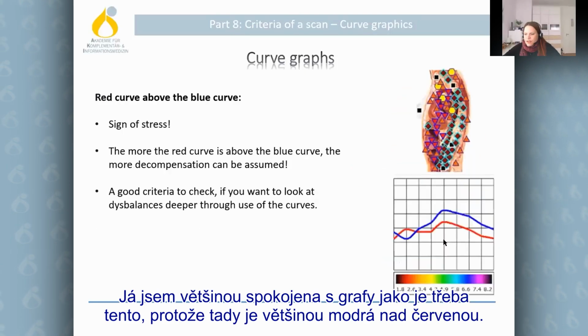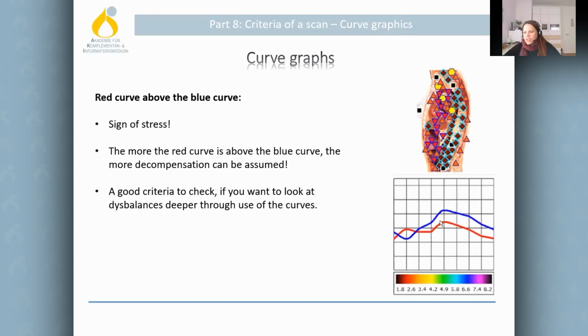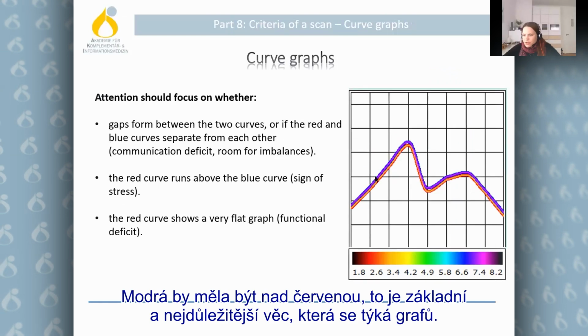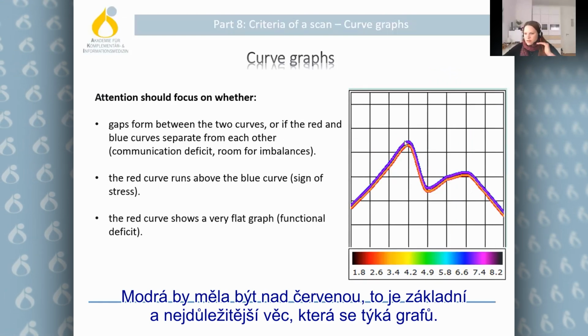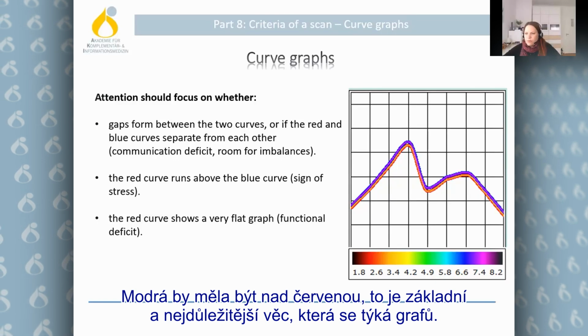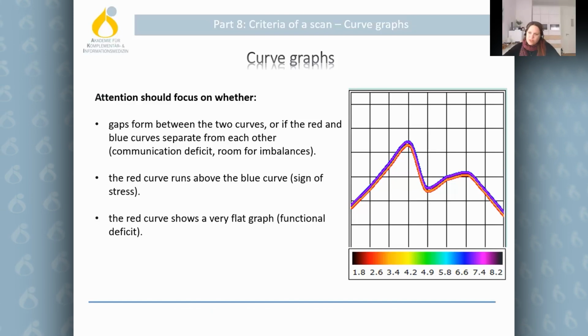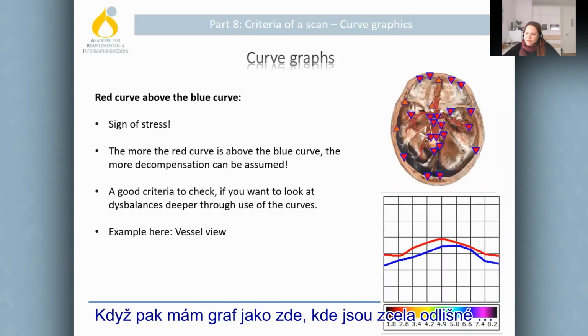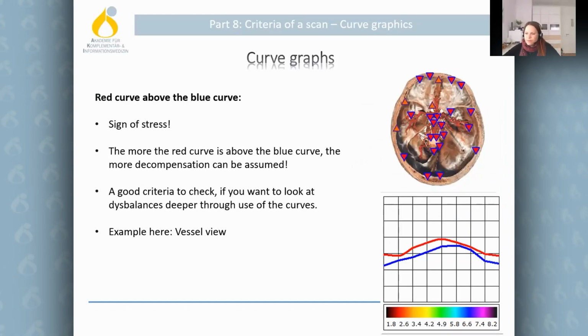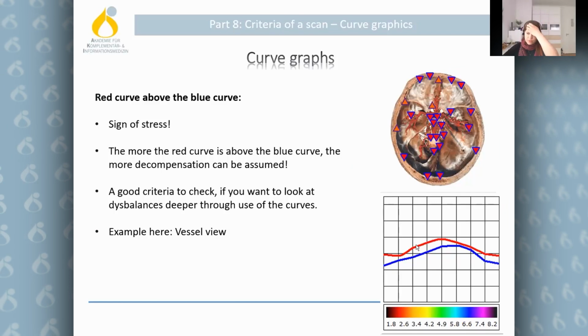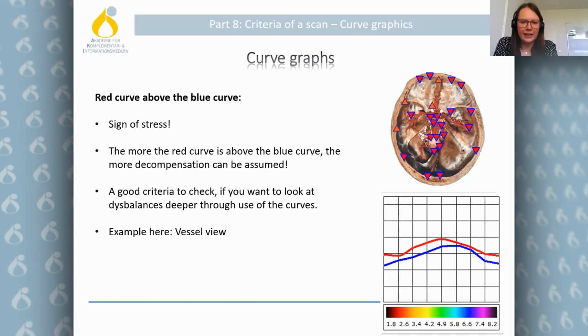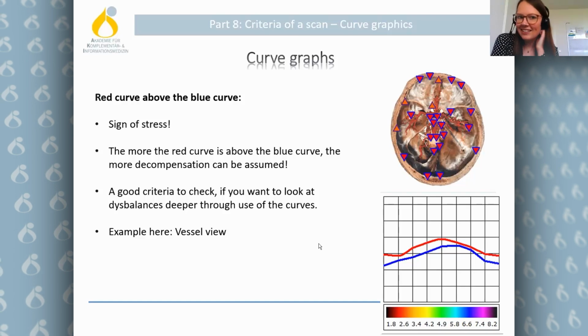But I'm more happy with a graph like this because I have more blue above red, and we say, go back to the other picture, so it should be blue above red. This is the most important thing you should know about the graphs. It should be blue above red, and they should be really close to each other. And when I have a graph like this, they are completely changed in their way of displaying. I'm done already.